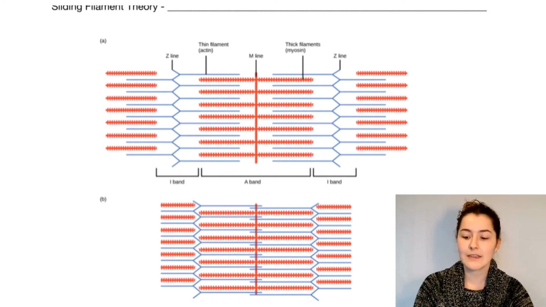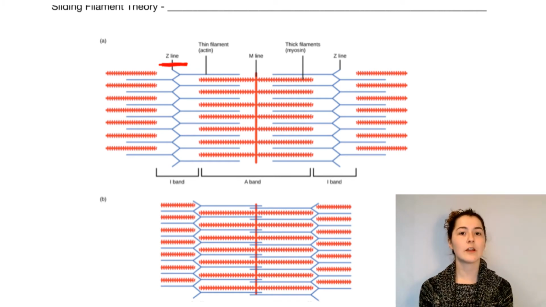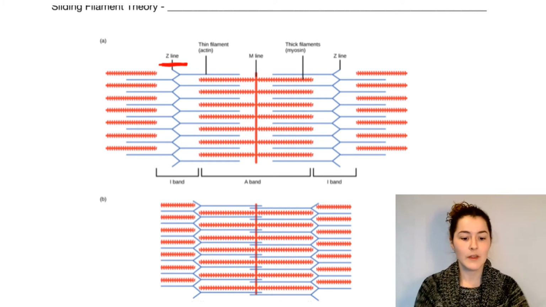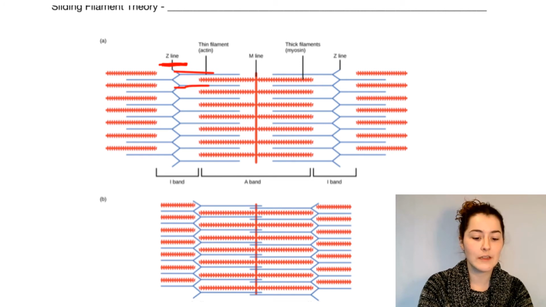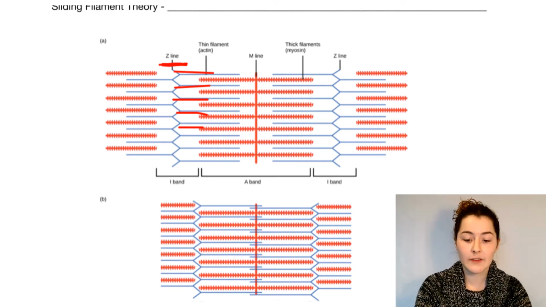So here we have the Z line. That's right in here. The Z line is going to be the center of the actin filaments. So you can see we have actin filaments all going along this direction as well as the other direction. We have the same thing on the other side of the sarcomere. So we have a Z line accompanied by many different actins.